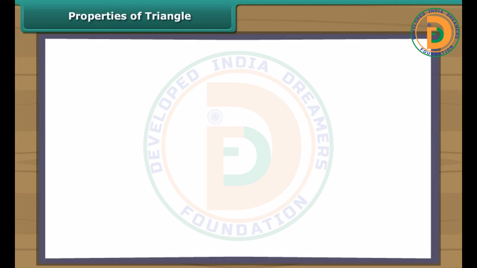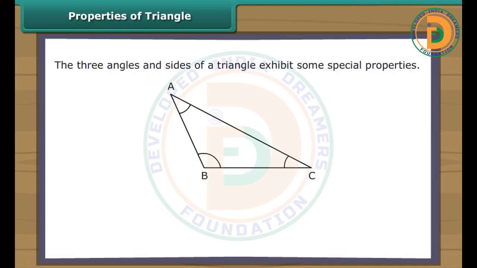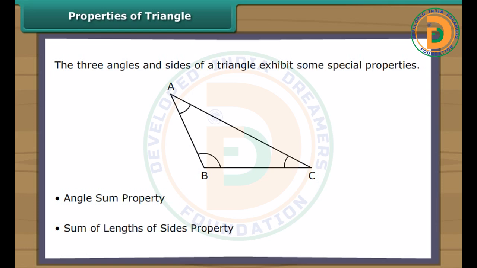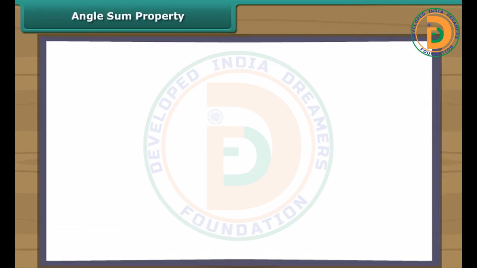Properties of triangle. The three angles and sides of a triangle exhibit some special properties. Angle sum property. Sum of lengths of sides property. Let us now learn about them one by one. Angle sum property.